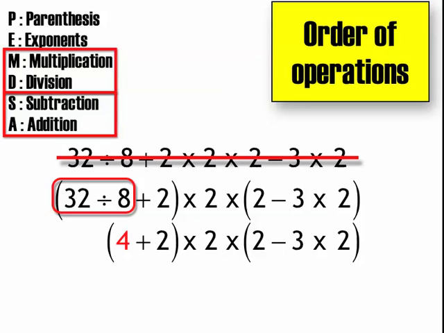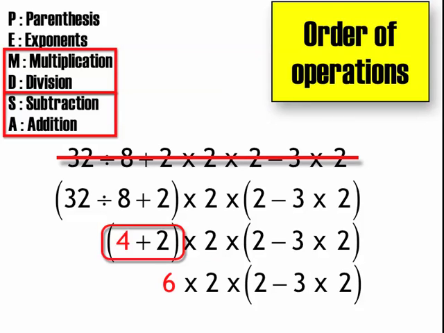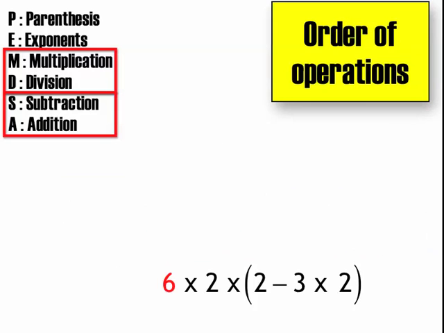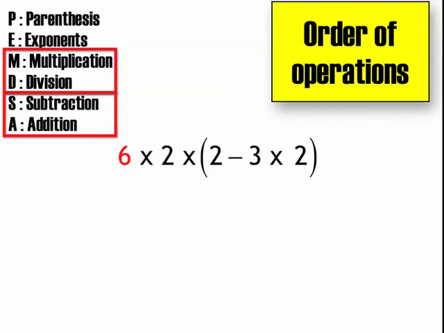So I'll rewrite the expression with 32 divided by 8 simplified down to 4. It's 4 plus 2 inside the parentheses. And then I'll solve for what's inside the parentheses. 4 plus 2, that's 6. Now, that takes care of one set of parentheses. I have the other set of parentheses to work with. So I'll start with those.